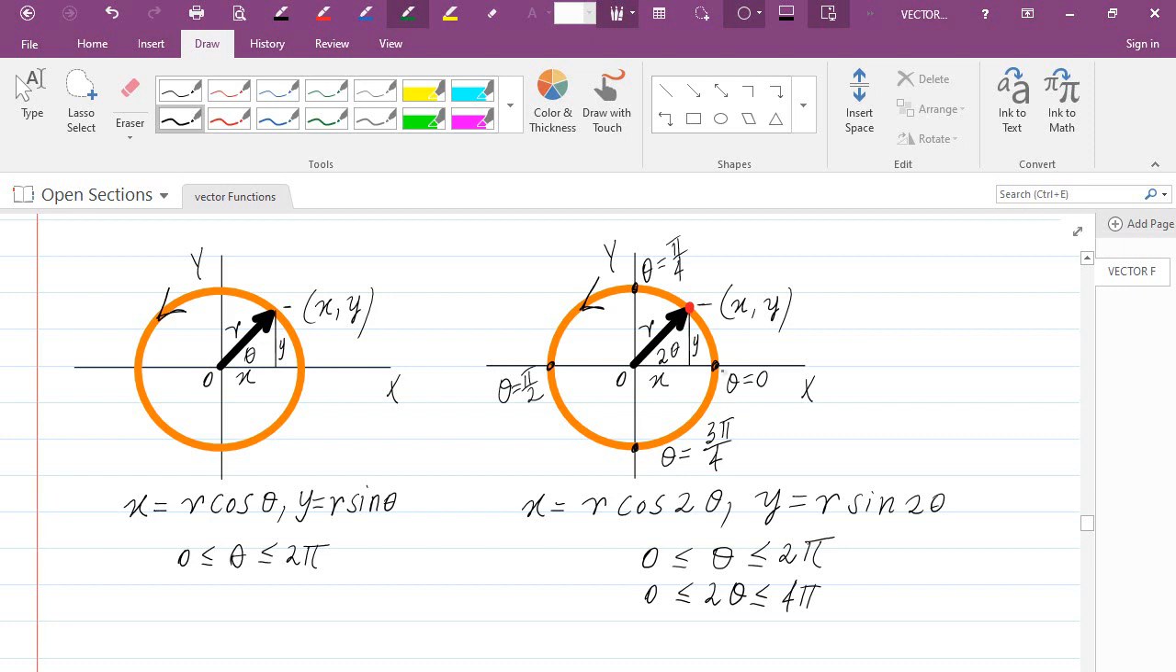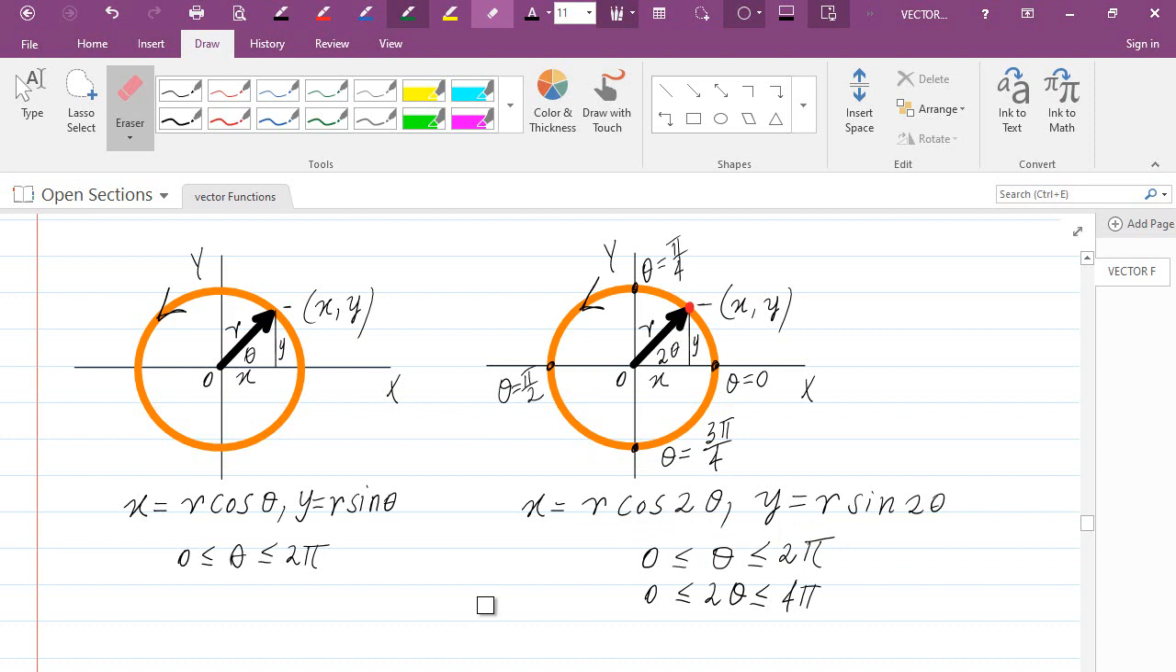And then we come back to this point when theta is pi again. But now, we still have to go from pi to 2 pi, which means that you're going to trace it one more time. So this parametrization here is tracing the circle of radius r centered at the origin twice.